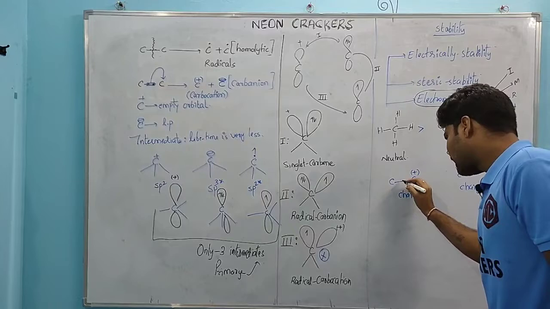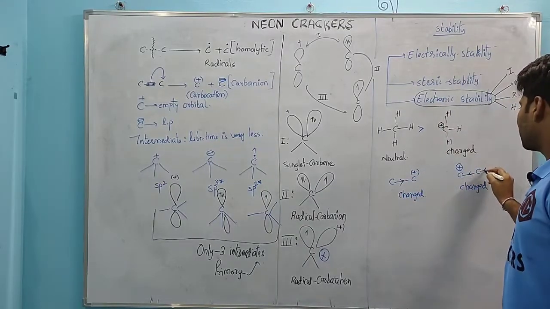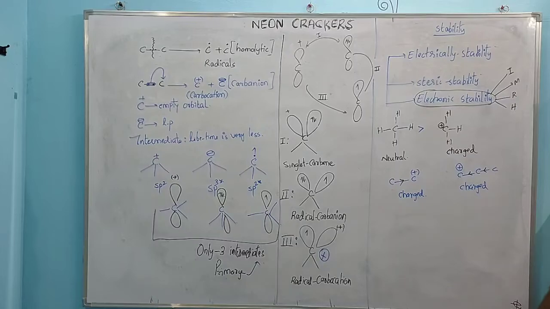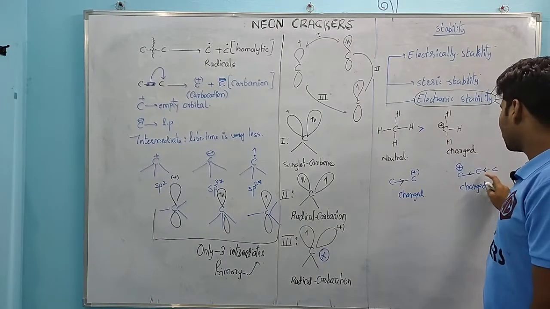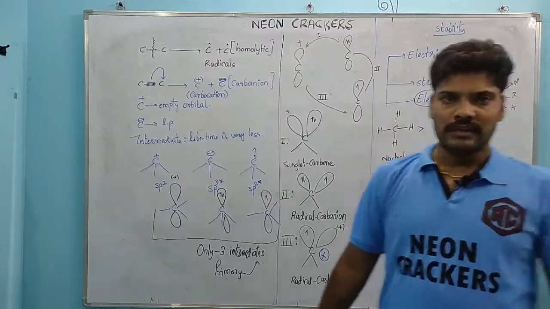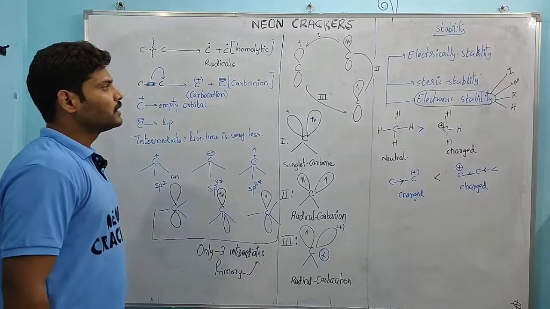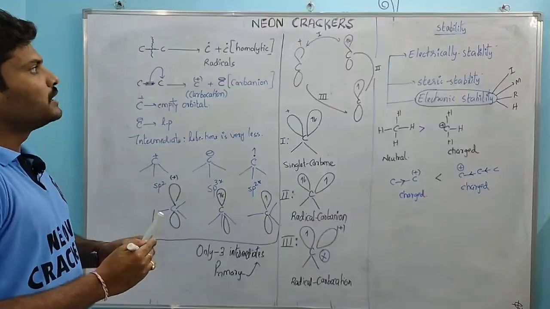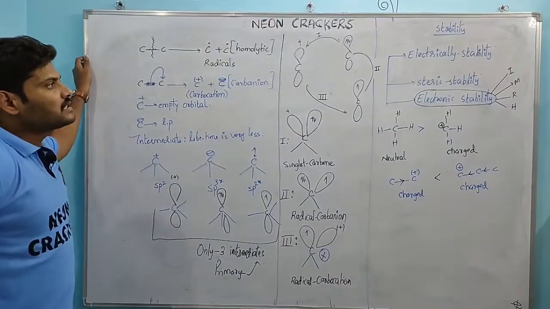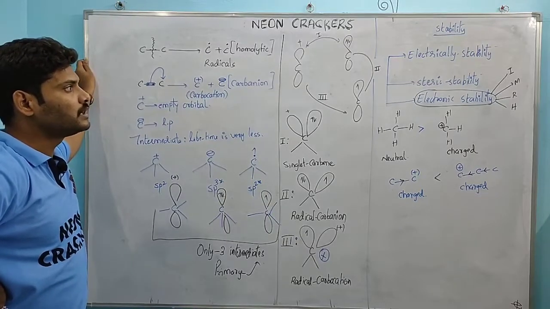Here, what is the effect? The order we know already. This has a plus I effect, and here also a plus I effect. Two carbons, and by the DBN rule, here the number of carbons is more, so the second one is more stable. Yes or no? Second one is more stable. See the difference here. This is called stability. First one is electric stability, second one is spherical stability, third one is electronic stability.